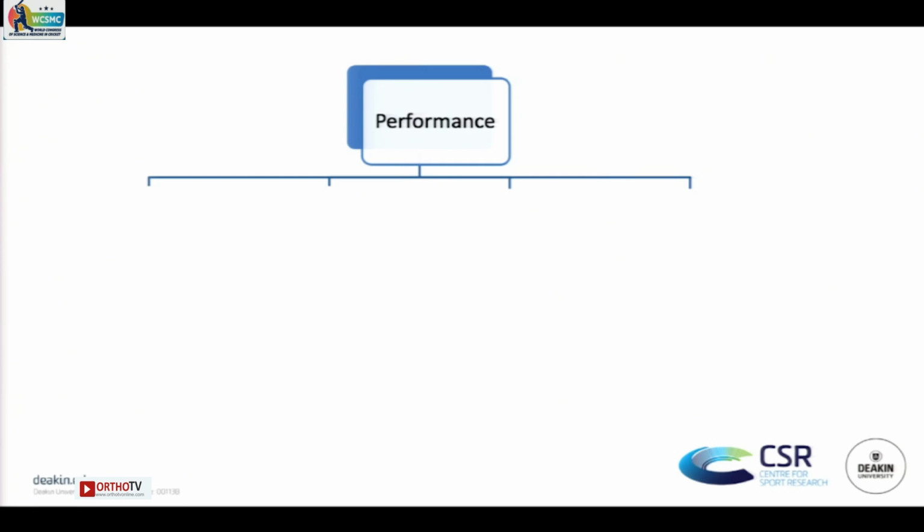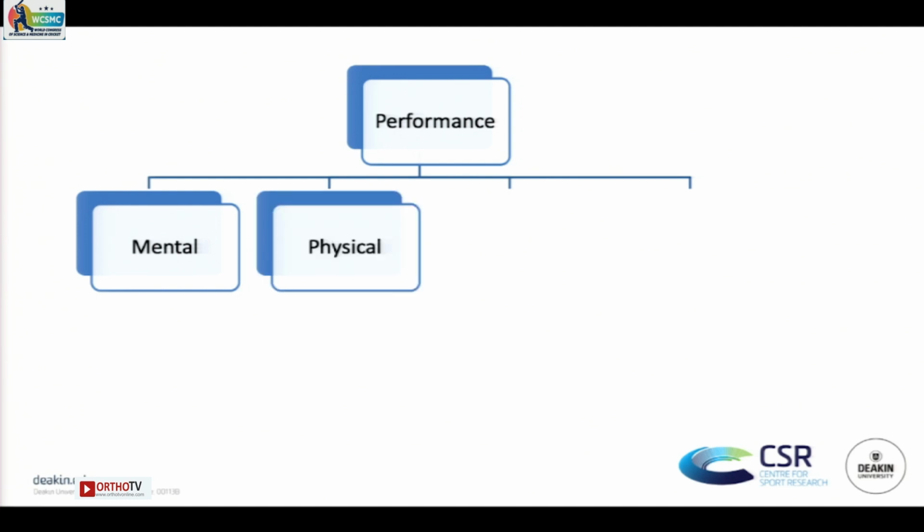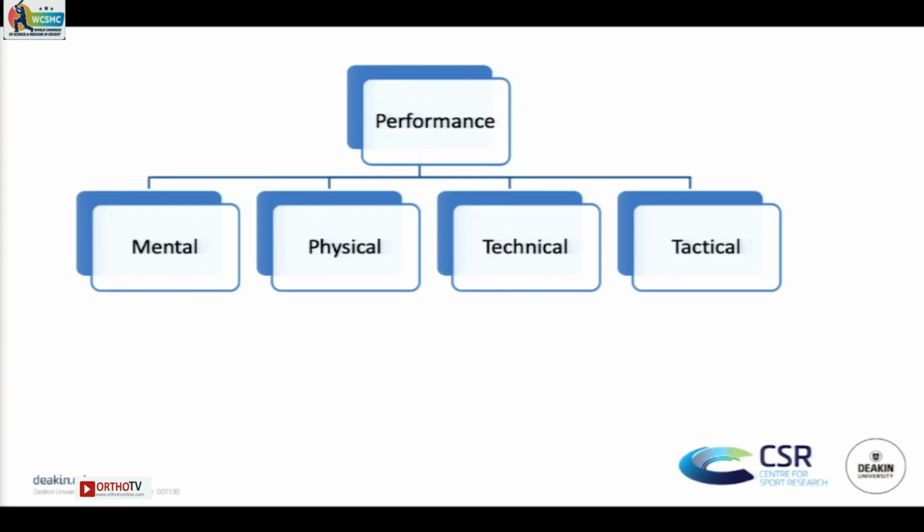Performance analysts, when they look at performance in sport, they deconstruct it and think about the components that explain overall performance in sport. A typical approach in this process is to think about performance as being comprised of mental or psychological performance, physical performance, technical performance, tactical performance, and there might be other components as well that you can think of. It depends on the sport.